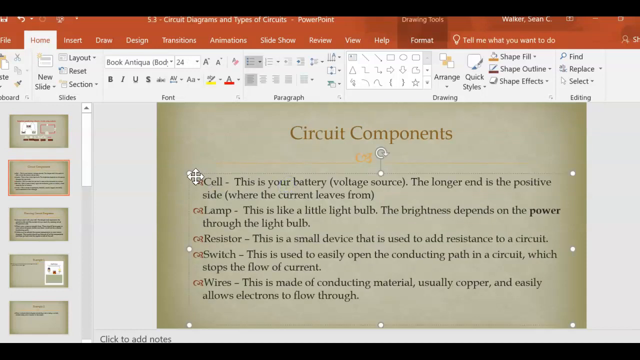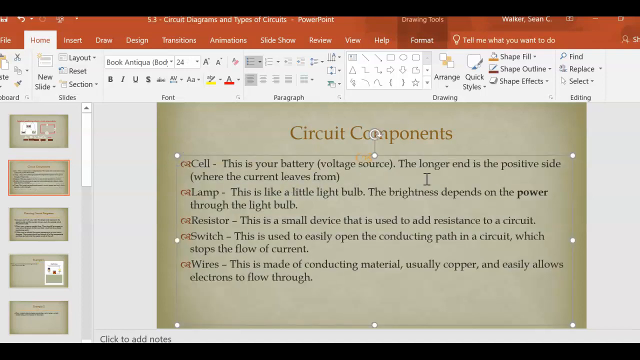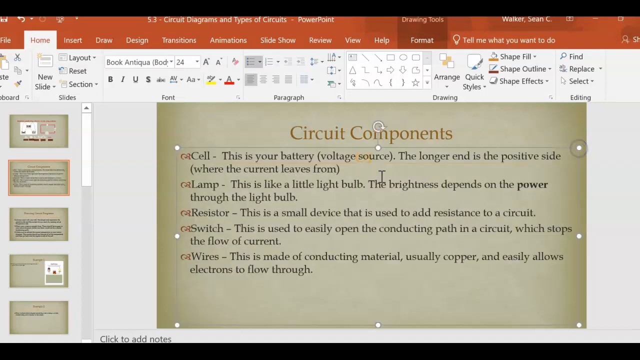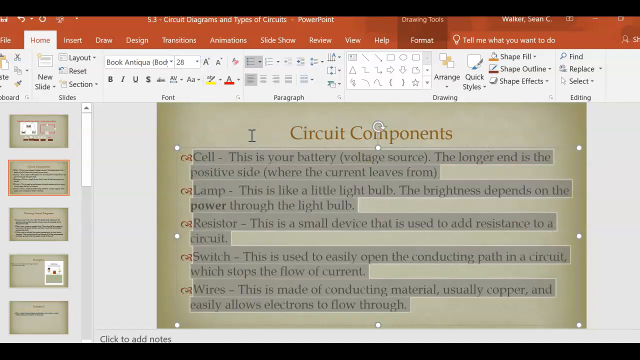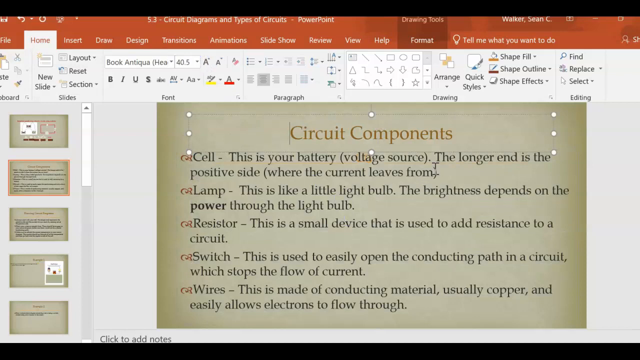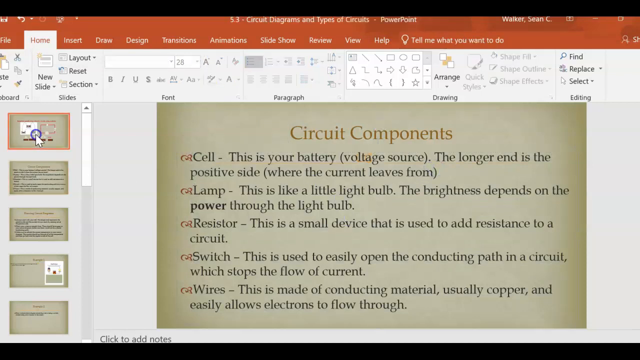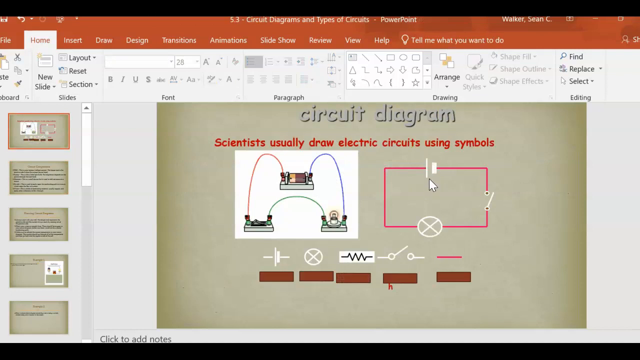Now, as you can see here in the notes, when we talk about a cell, that is your voltage source, like your battery. This is the place where the voltage and the current are coming from. When you draw a cell, and we saw a picture of a cell before, you have one long line and one short line. The longer side is always the positive side of the cell, the positive side of the battery. Anytime you look at a battery, one side says positive and one side says negative. So using circuit diagram symbols, the longer side is always the positive side.